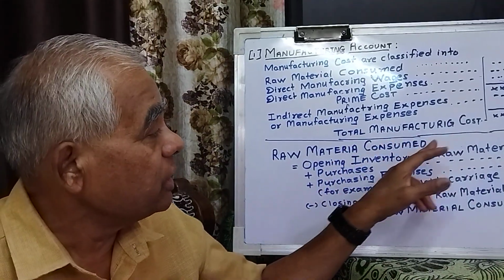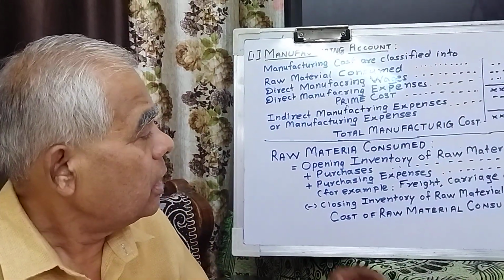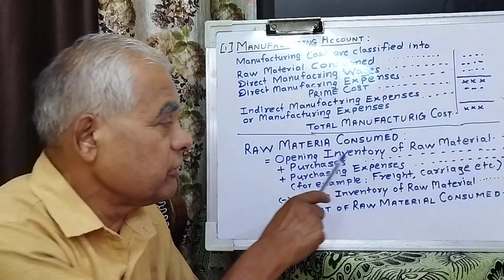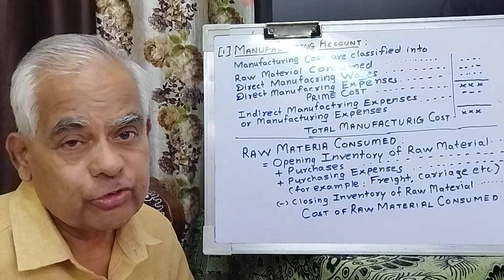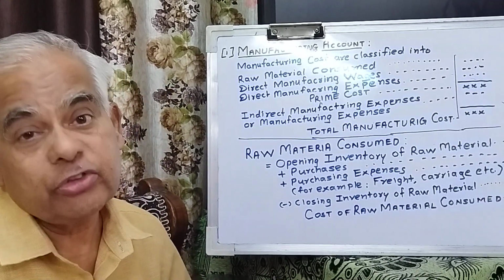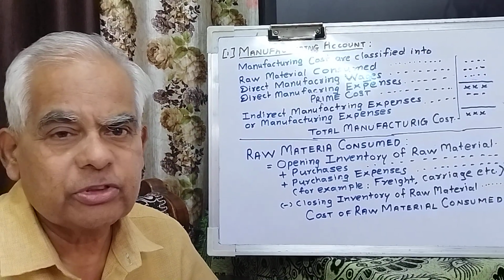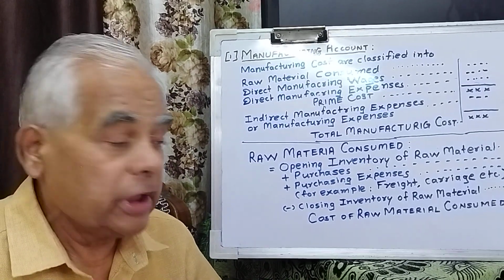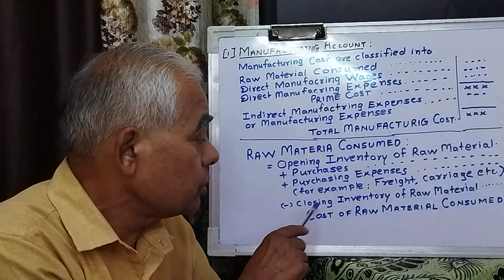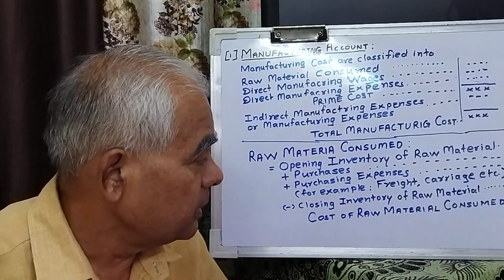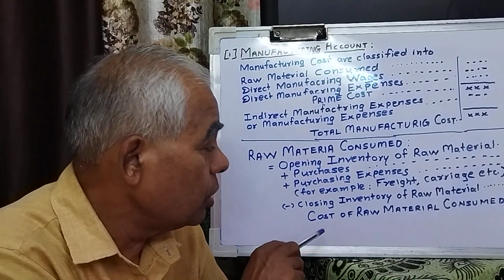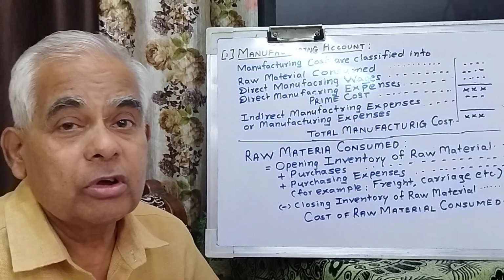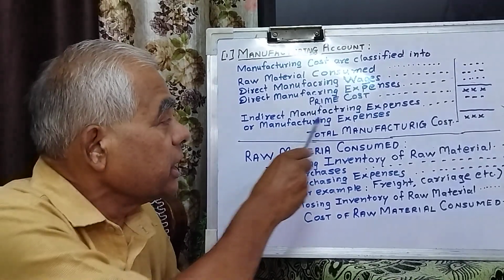called total manufacturing cost. About the raw material consumed, details are given like this: opening inventory of raw material plus purchases plus purchasing expenses. Purchasing expenses means, for example, freight, carriage, etc. Then we deduct closing inventory of raw material, and the balancing figure is called cost of raw material consumed. Okay. Now we try to see overhead.